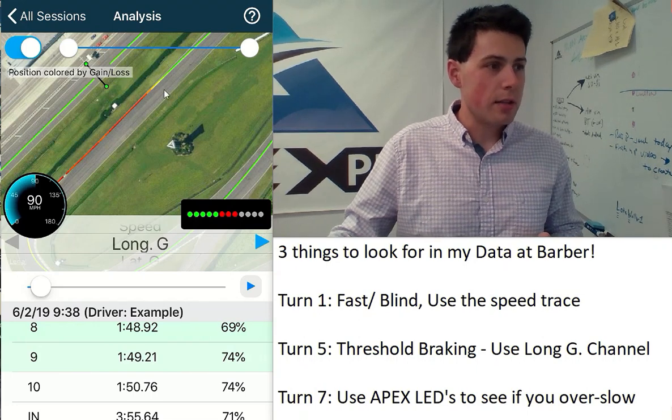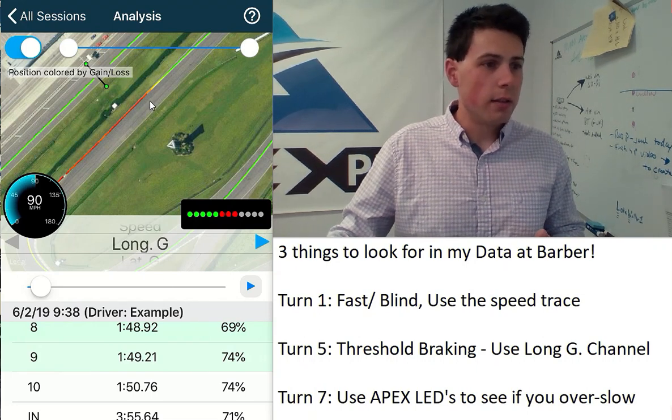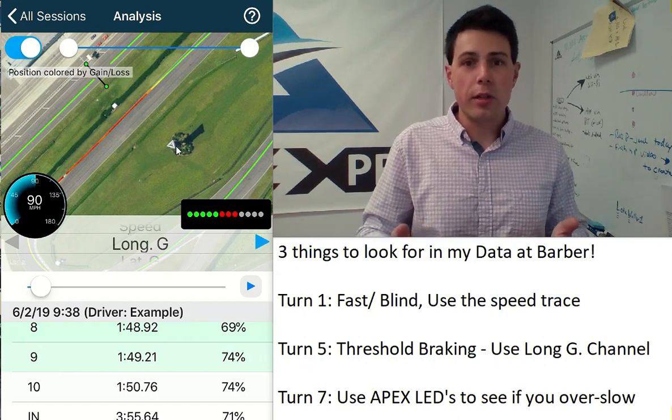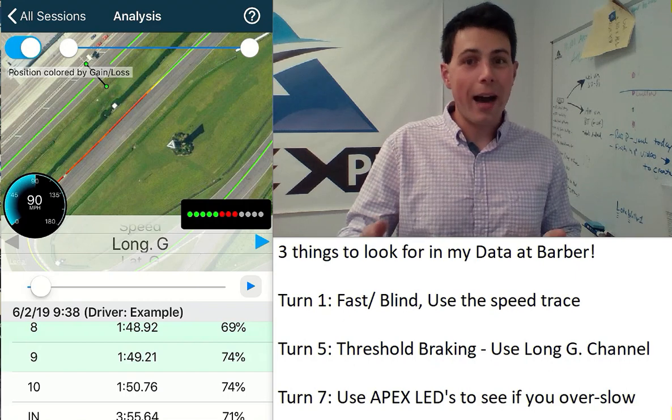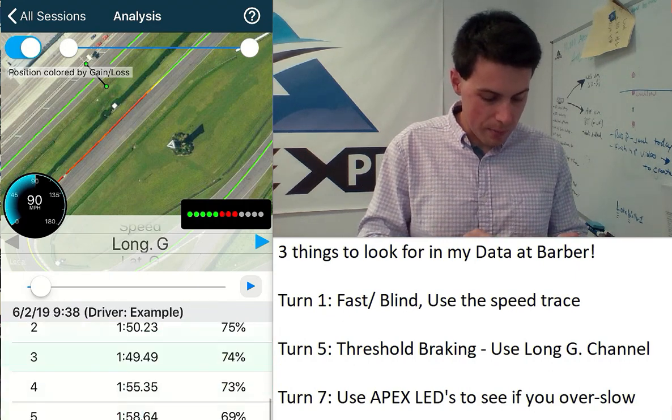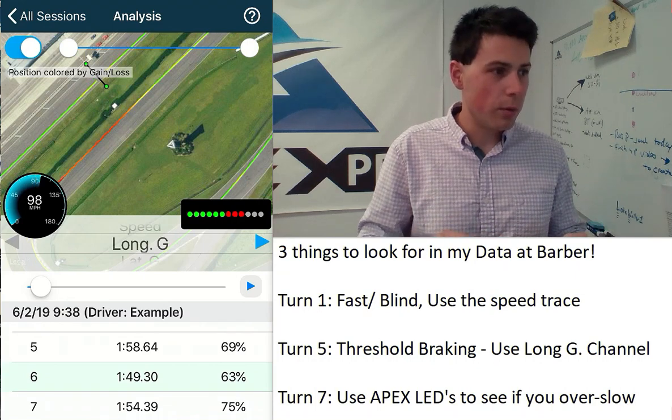And we could see, especially if we went to the long G trace, that I'm coming off the gas on the brake pretty quickly. And I can tell you from my experience here, that's something I've worked on a lot. It's taken a lot of time to be able to do that. Let's look at another driver and see what the difference is. So that was my lap. Let's look at any one of these laps.